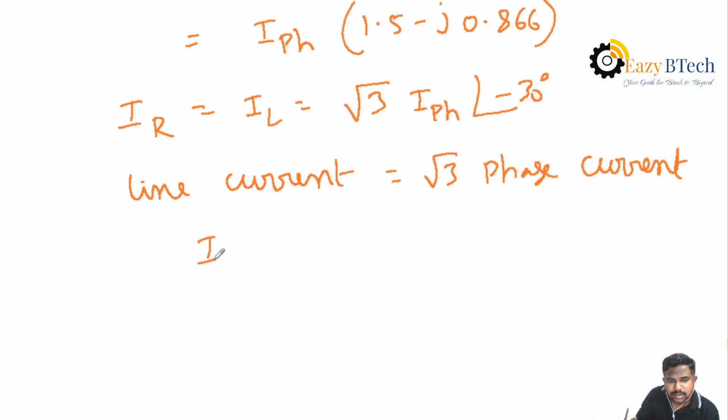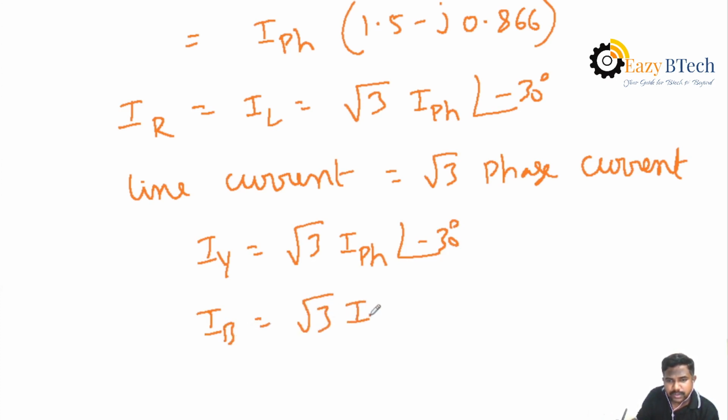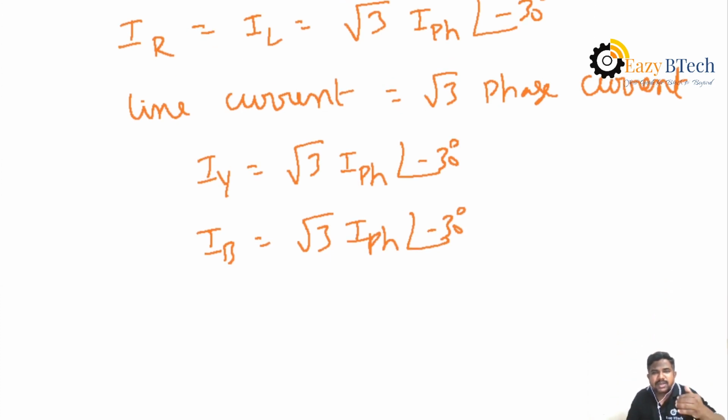Okay, that means in the same manner, IY equal to root 3 into IPH at an angle minus 30, IB equal to root 3 into IPH at an angle minus 30 degrees. Okay, like that, you can derive in case of delta system, the line current is equal to root 3 times the phase currents. And also line voltage equal to the phase voltage. So these are the voltage and current relations between the line and phase values in case of delta system.